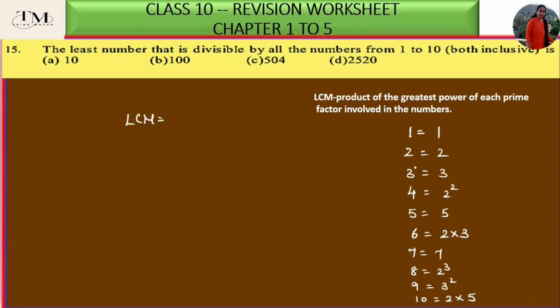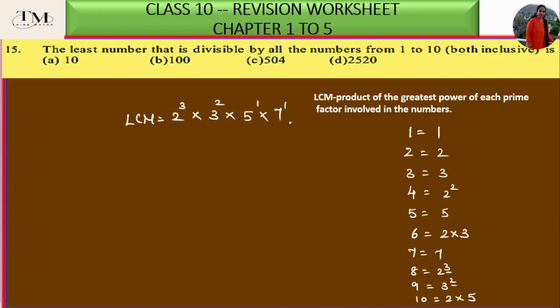So what are the things here? 2 is there. Product of the greatest power. So which is the greatest power for 2? The greatest power of 2 appears here. It is 2 power 3. Next prime factor appearing is 3. So greatest power of 3 is 2. So 3 power 2, into there is 5. What is the greatest power of 5? There is no greater power, just 1 is there. So 5 power 1. And next we have 7. So for 7, greatest power is 1.